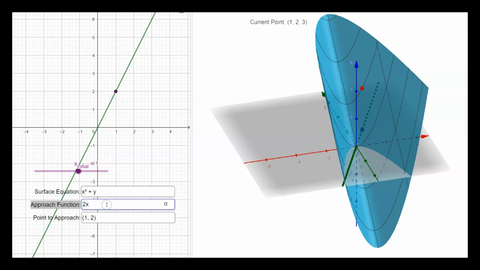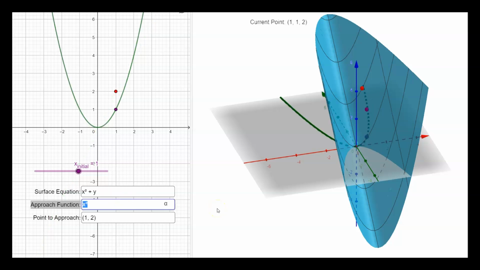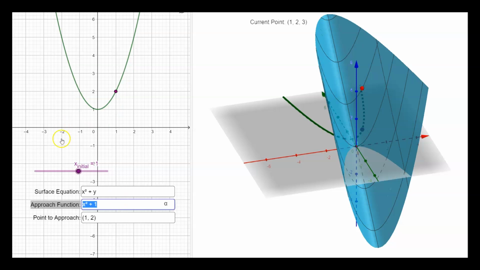2x is not unique. We could have picked something like x squared. All right, well, oh shoot, that doesn't go through it. But if I lifted this parabola up 1 unit, then it would go through it. So there we go. So I can parabolically approach it. You can see there we are, and again, we make it to about the point 1, 2, 3. Doing the same thing coming from the right-hand side. As x approaches 1, we make it to the point 1, 2, 3.